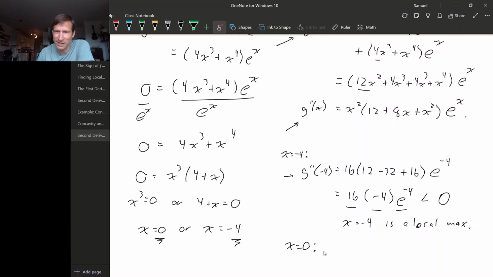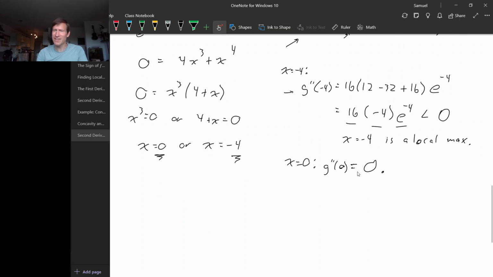Let's plug in 0 into the second derivative. Well, you can see that because of this x squared factor out in front, the second derivative at x equals 0 is just 0. And this is the case where the second derivative test doesn't tell us anything. So at this point, we can't tell if x equals 0 is a local min or a local max, or maybe it's not a local minimum or a local maximum. We just don't have enough information to tell at this point.